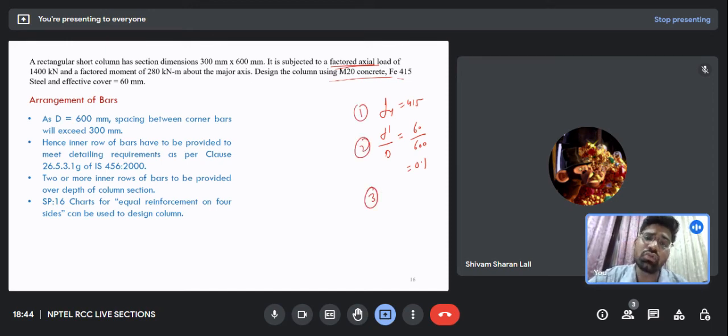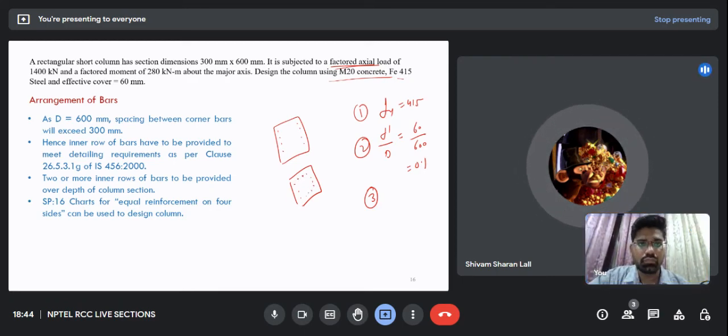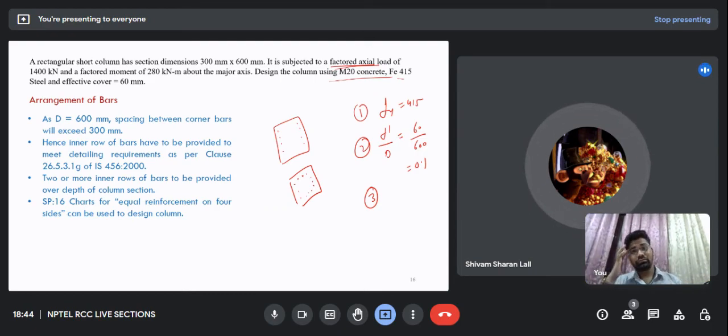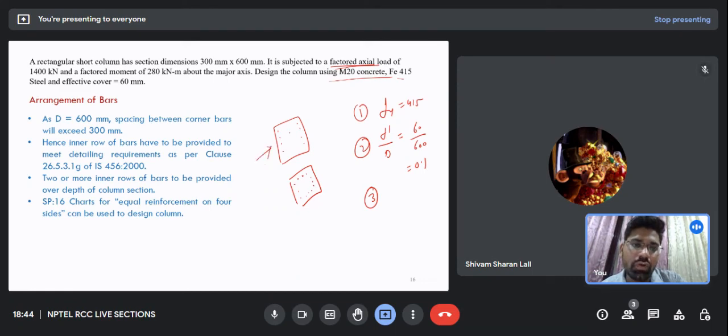Third criteria is to know the arrangement of bars. So what type of bar arrangement will you suggest to me? Whether you will suggest this type of arrangement or this, for this problem. The above one, because it's 280 kilonewton meter about the major axis. One direction, uniaxial. Yeah, it's fine. I told you, since it is uniaxial loading, I can go for this one. But there are some cases where I will have to go for this case also, even if it is uniaxial.